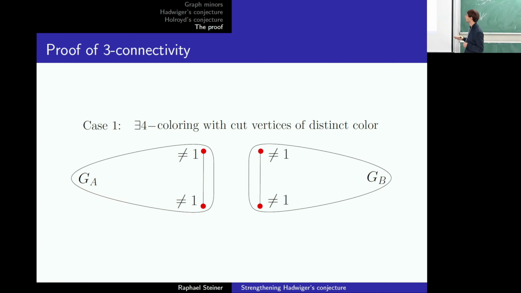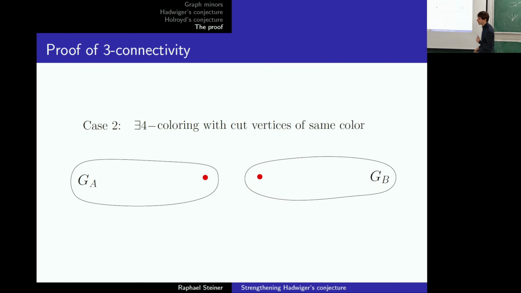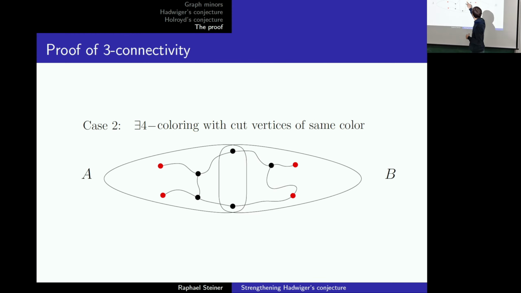And then we have to look at the second case where there's no such coloring with cut vertices of distinct color. But then there is a four-coloring with cut vertices of the same color. That's all we need. And now we do this other step where we contract everything into one red vertex on both sides. So I get these two graphs. Right? So we get a left graph, I contract all this stuff into one red vertex, and thereby merge these vertices.